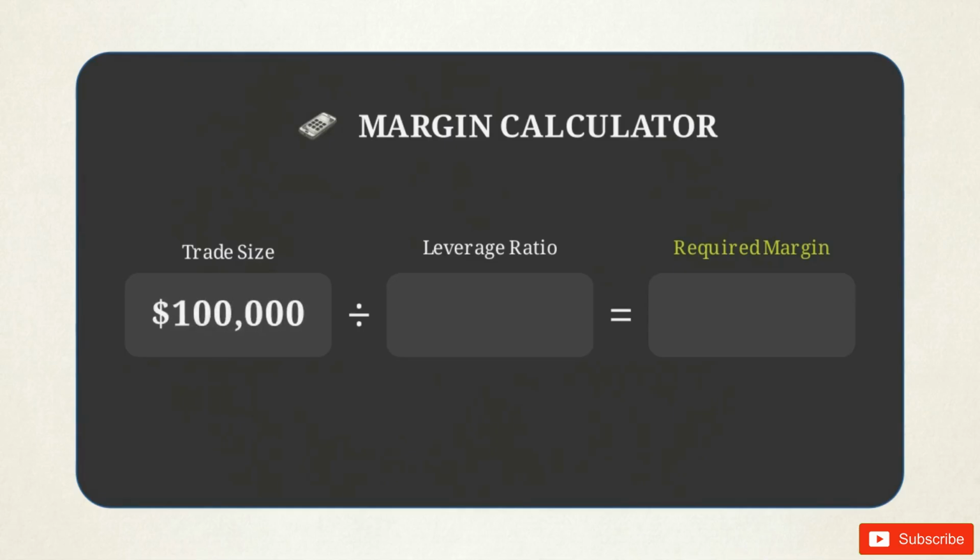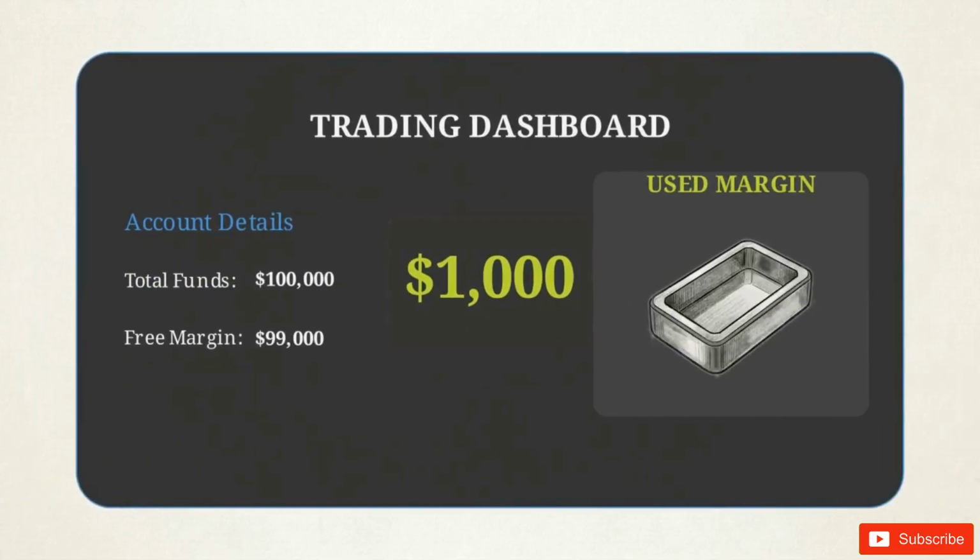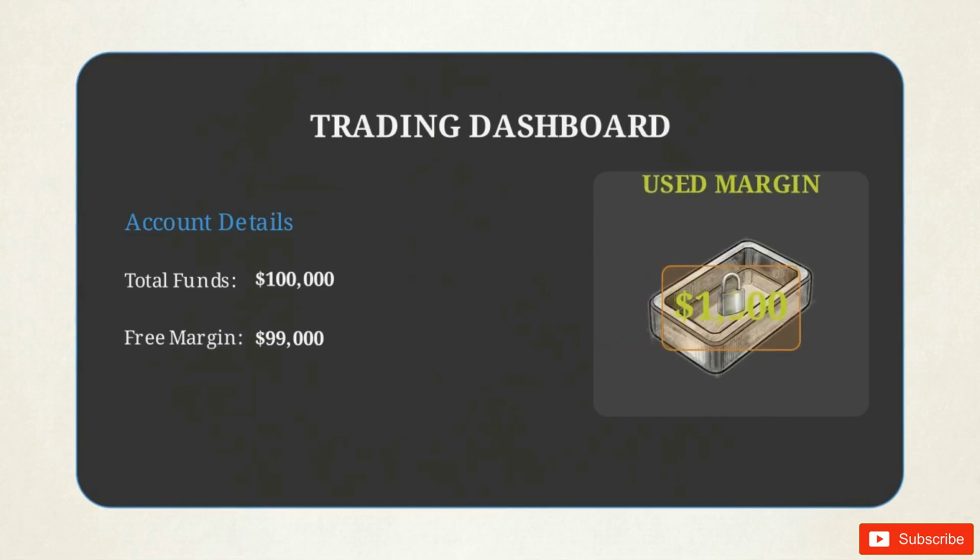Let's apply this to a standard operational scenario. If you attempt to trade a $100,000 standard lot using a 1-to-100 leverage ratio, the calculation yields exactly $1,000 in required margin. The moment you open that position, your broker locks up this $1,000. You will see it isolated from your total funds and move directly into the Used Margin tab on your dashboard.